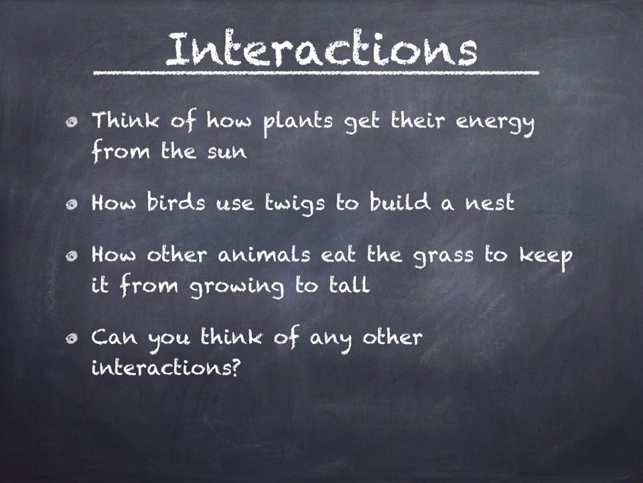Interactions in the environment are how the living things interact with each other and with other non-living things. So think about how plants get their energy from the sun, how we talked about when we were studying our plant unit about photosynthesis, or how birds can use twigs to build their nest. Has anybody seen a bird build a nest up in a tree? It's using the living things of the tree to help build up a home for itself and its babies.